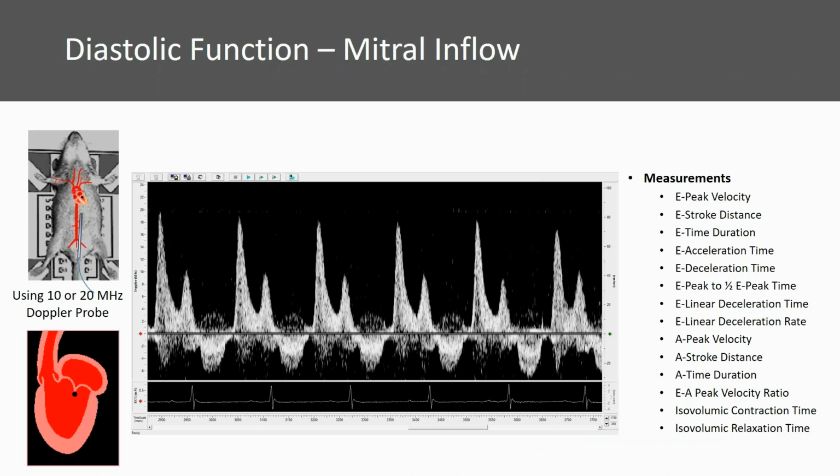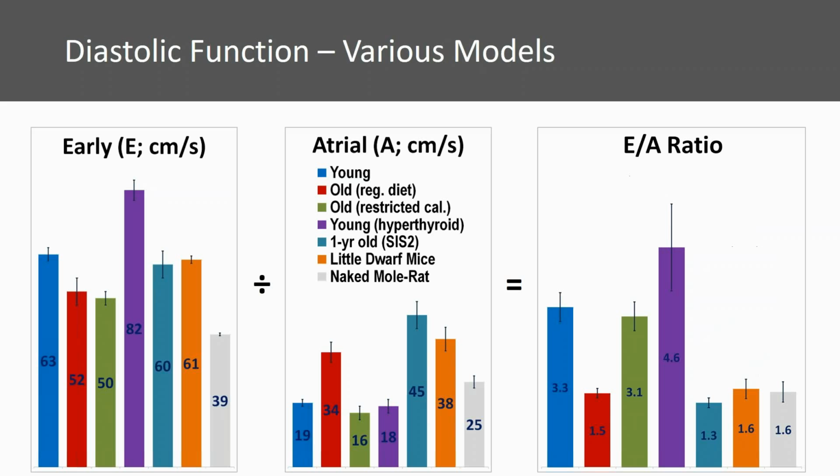We can also look at acceleration and deceleration rates and times. And finally, we're able to assess the isovolumic relaxation and contraction times, often used to calculate the Tei index, which is a very common measurement of the diastolic function.